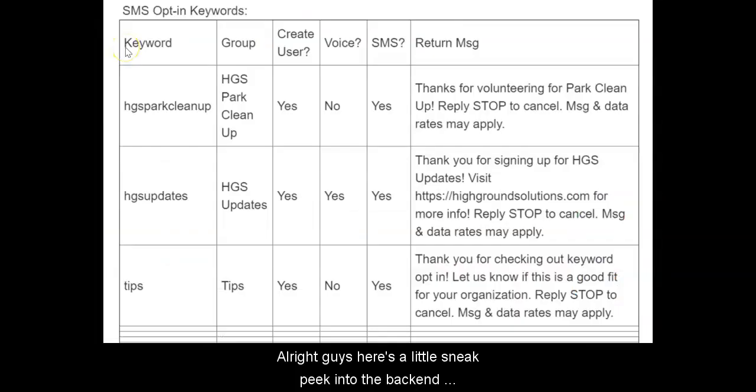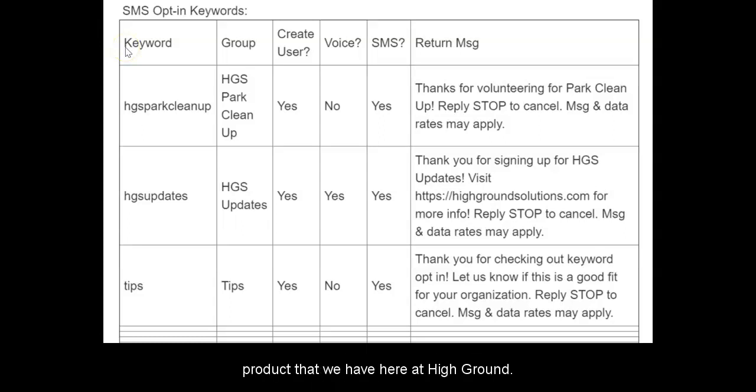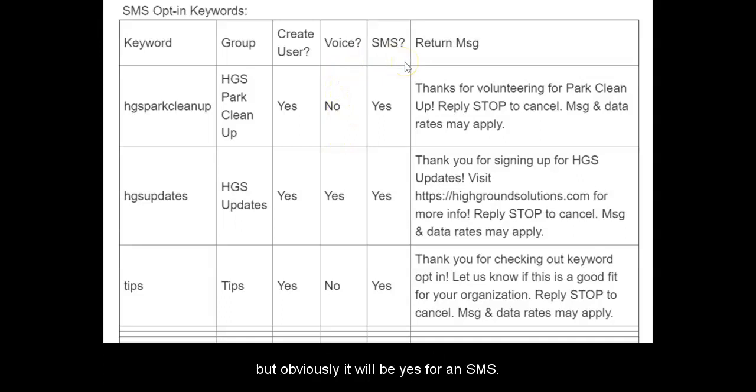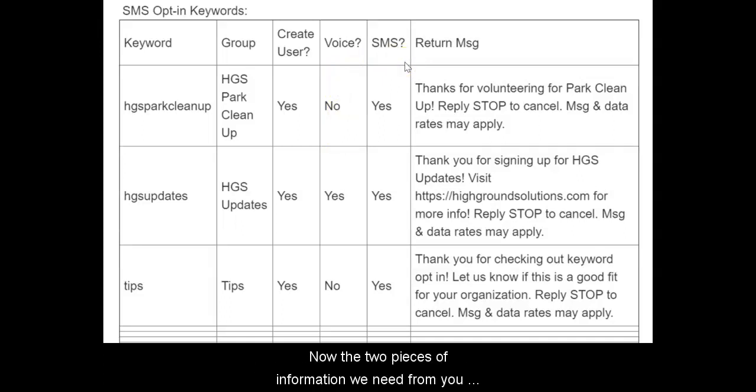All right, guys, here's a little sneak peek into the back end product that we have here at High Ground. Here I've got my SMS keywords right here, the group that they correspond with. It'll create a user for us. Some of these groups want to be able to communicate with a voice alert. You can choose that, but obviously it will be yes for an SMS. Now, the two pieces of information we need from you are the name of the keyword that you'd like to use and the return message.